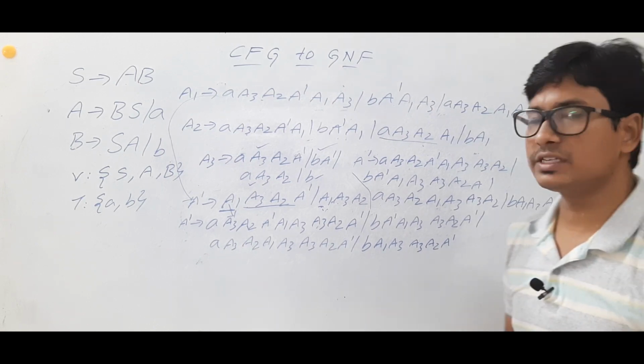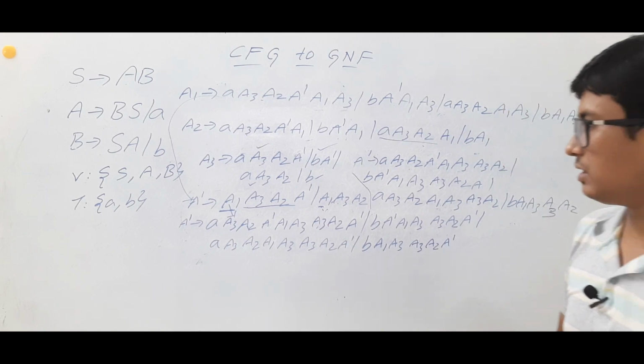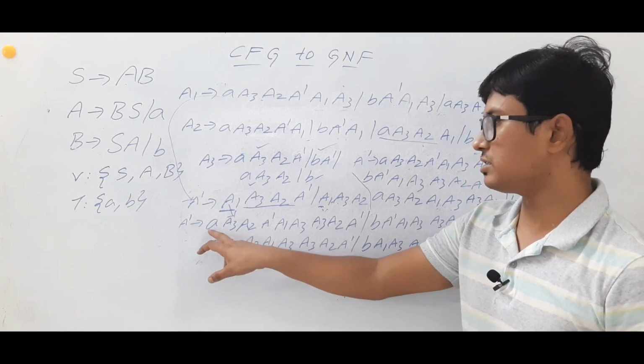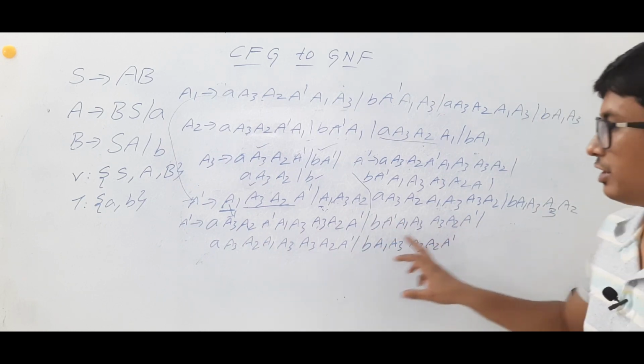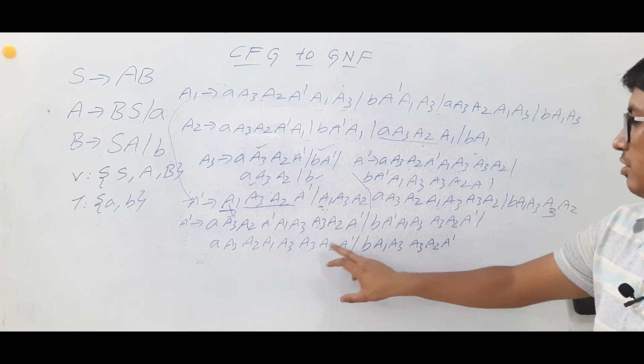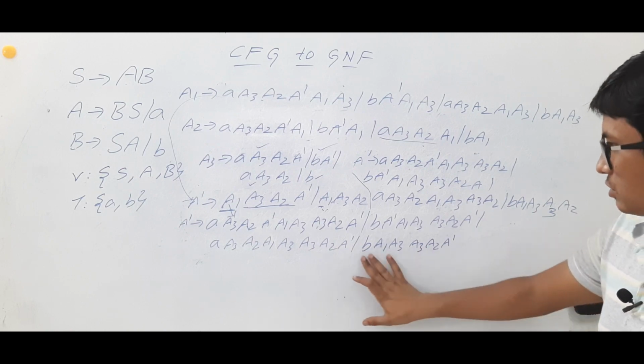So now we will see whether A dash is in the GNF or not. This is a terminal and a combination of variables. Terminal and a combination of variables. Terminal and a combination of variables. So this is in GNF.